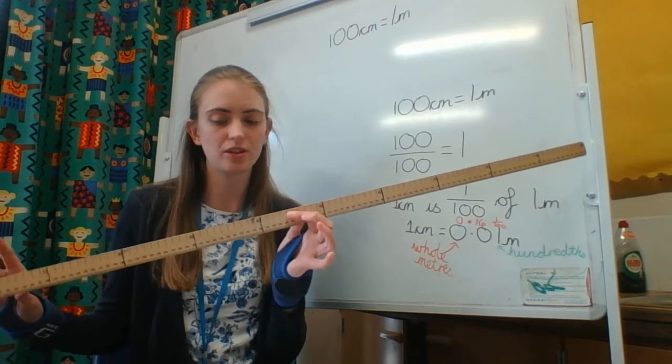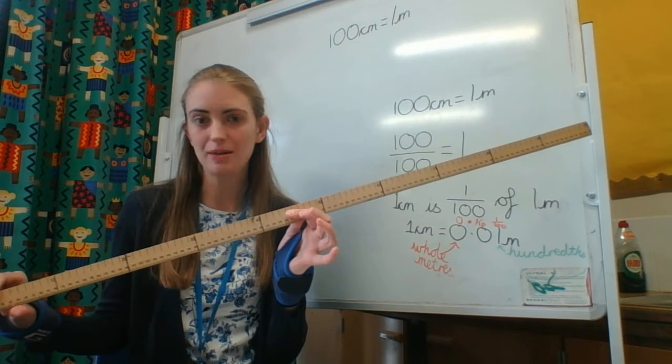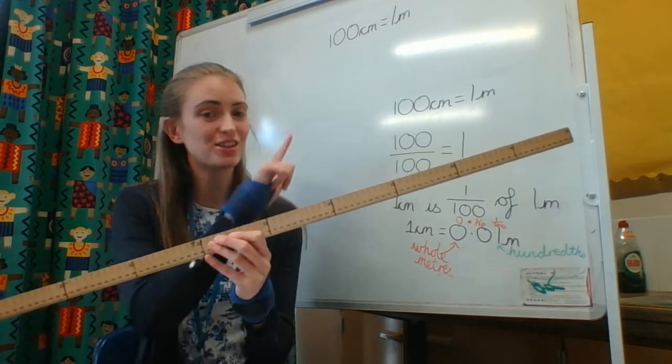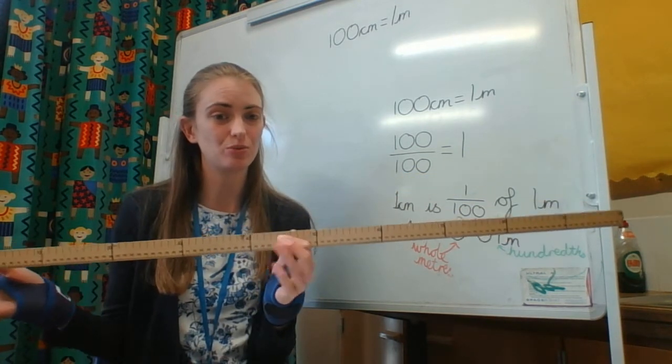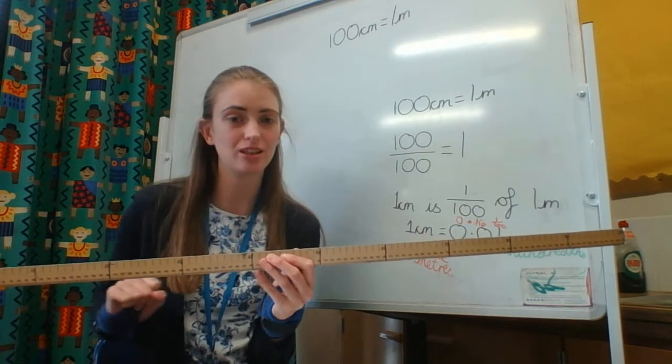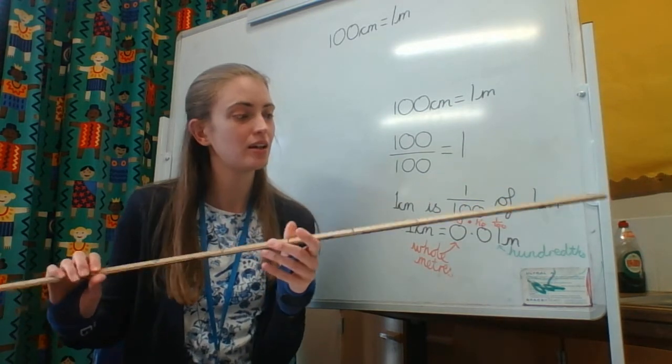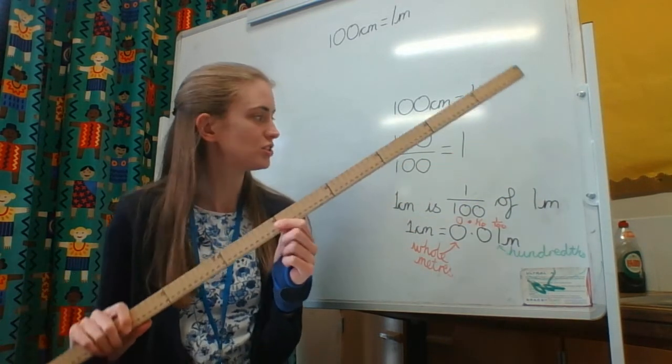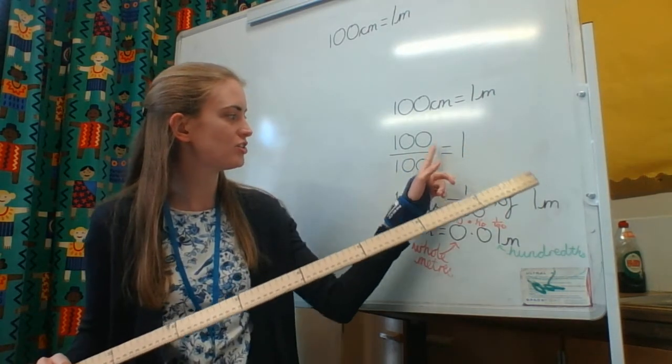You could even have a go at counting your own way using your ruler. If you've got a tape measure that goes up to 100 centimetres, 1 metre, you could practice counting along and seeing how far you can count in decimals. Just remember that 1 metre is then 100 hundredths.